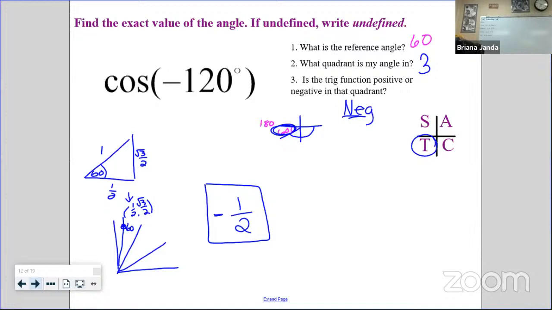Yes. For the hand trick? This one? Yeah, cosine. So remember your ordered pairs go cosine, comma, sine, and our first one in that particular ordered pair is 1/2. Yes. Other questions? Okay.